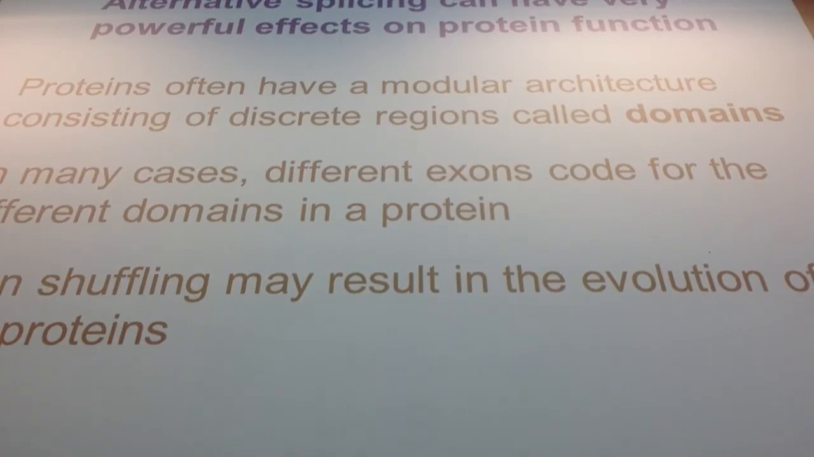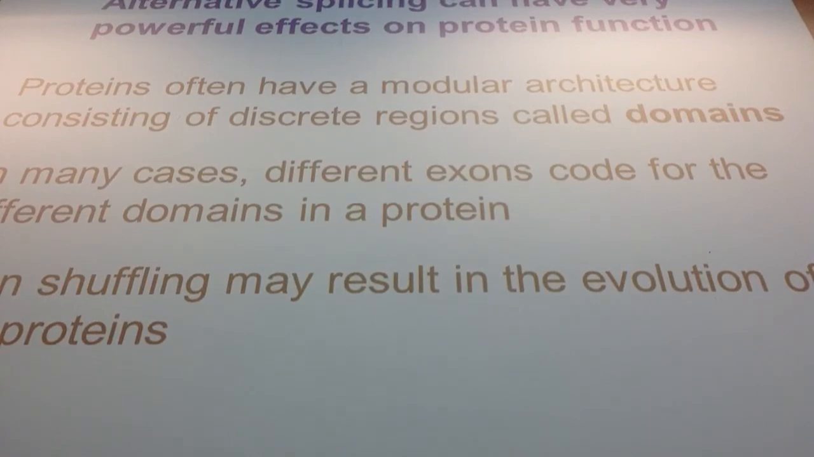So when you have alternative RNA splicing, if you build a house, right, you can have a house with 2 bedrooms and 2 bathrooms, versus a house with 3 bedrooms and 2 bathrooms from the same construction company, and all they did was remove 1 room.